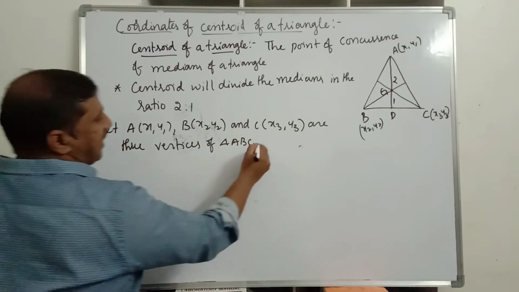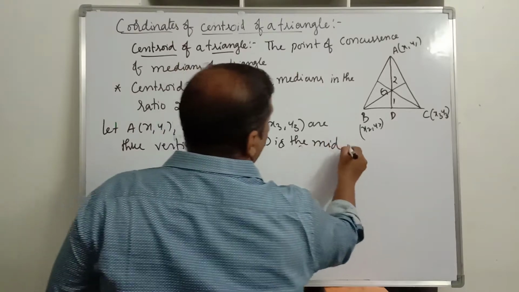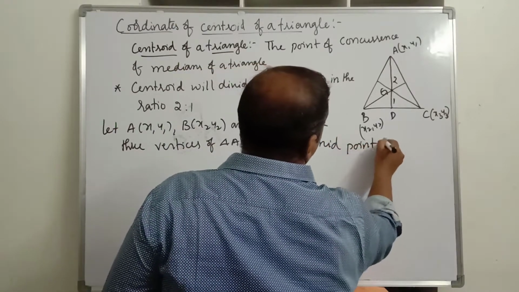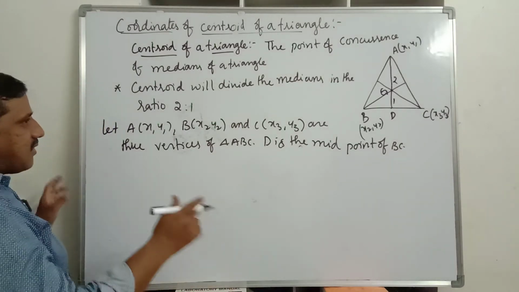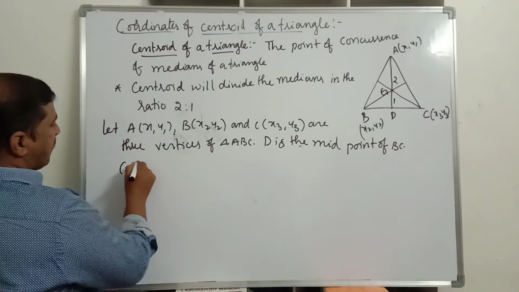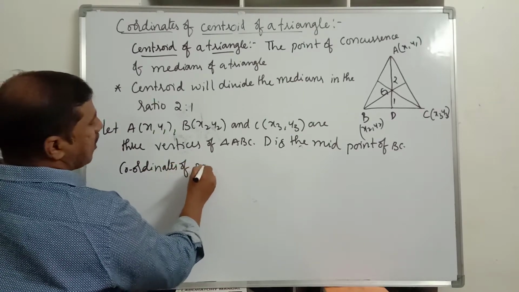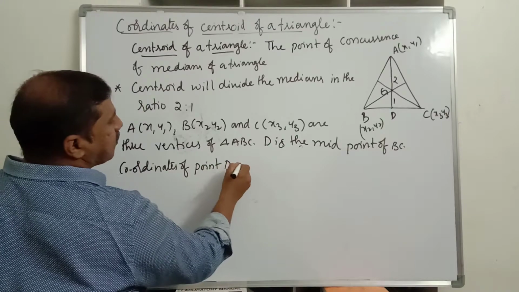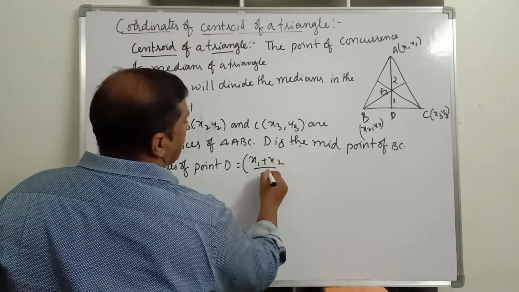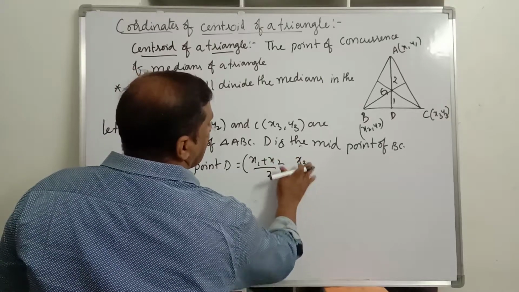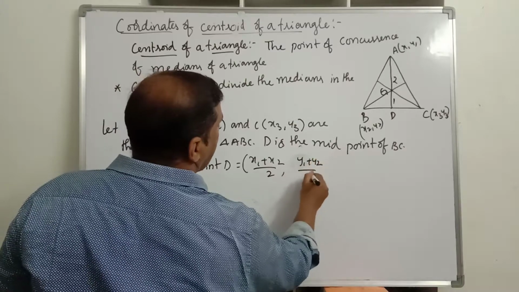And D is the midpoint of BC. Now find the coordinates of point D. By using the midpoint formula, it is x1 plus x2 divided by 2 comma y1 plus y2 divided by 2.